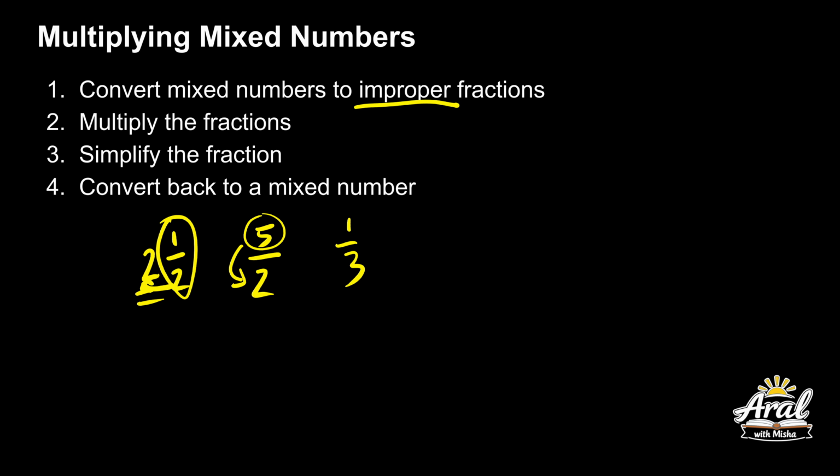So, diretso ka na. Kung multiply yan, 5 times 1 is 5. 3 times 2 is 6. So, 5 over 6 yung sagot. Then, is this simplified? Yes. And then, kapag ganun, convert back to a mixed number, but 5/6, yan na talaga yan. Hindi siya improper fraction. So, this is your final answer. Okay? Mas maintindihan natin to kung magso-solve tayo ng mga sample problems later. Alright?